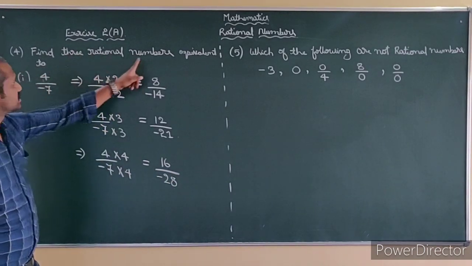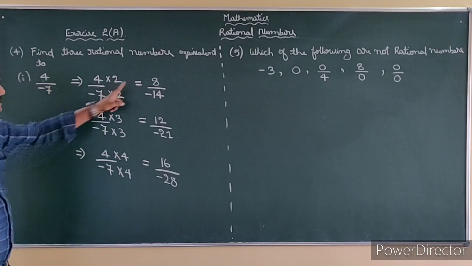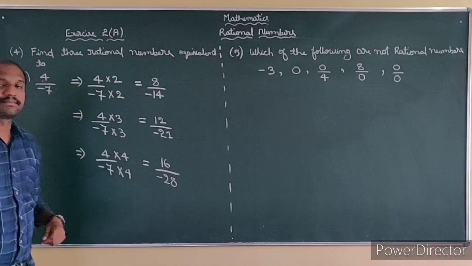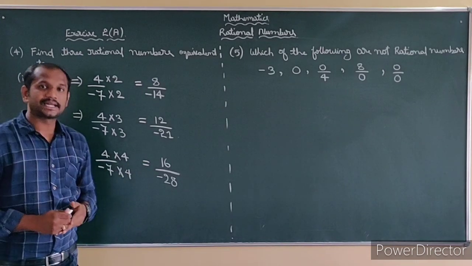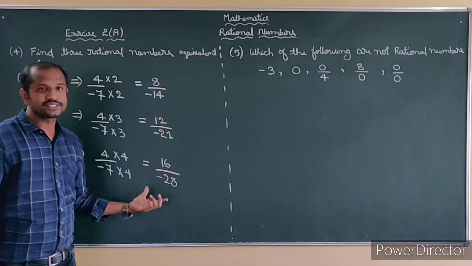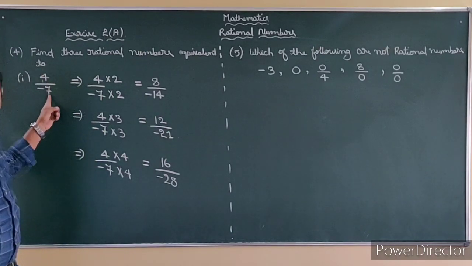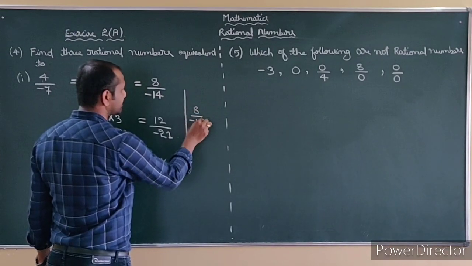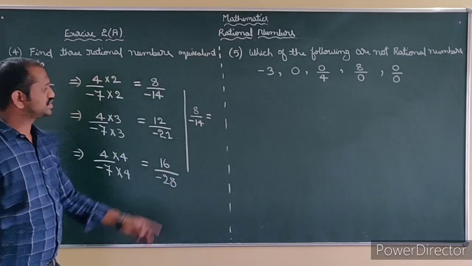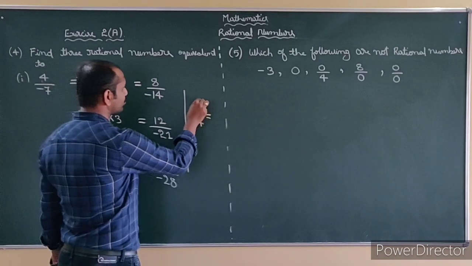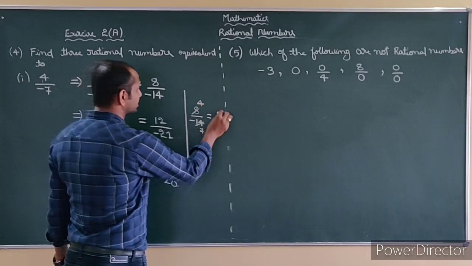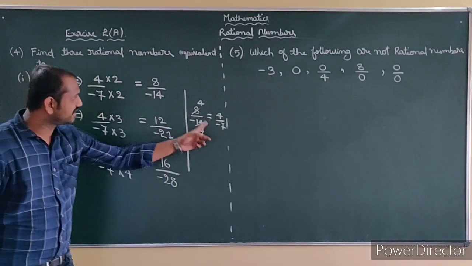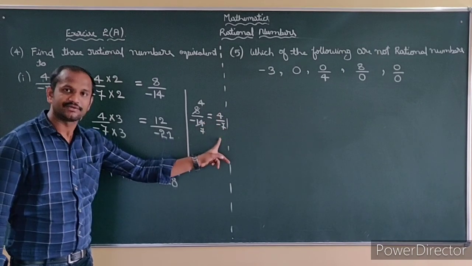Therefore, the three rational numbers equivalent to 4 by minus 7 are 8 by minus 14, 12 by minus 21, and 16 by minus 28. But how can you tell they are equivalent? Because when you reduce them, you will get 4 by minus 7 as the answer. Just if you want to see that, I will take 8 by minus 14. In which table can I cancel that? I can take 2 4s are 8, 2 7s are 14. Look at it, I got 4 by minus 7. Therefore 8 by minus 14 is equivalent to 4 by minus 7.